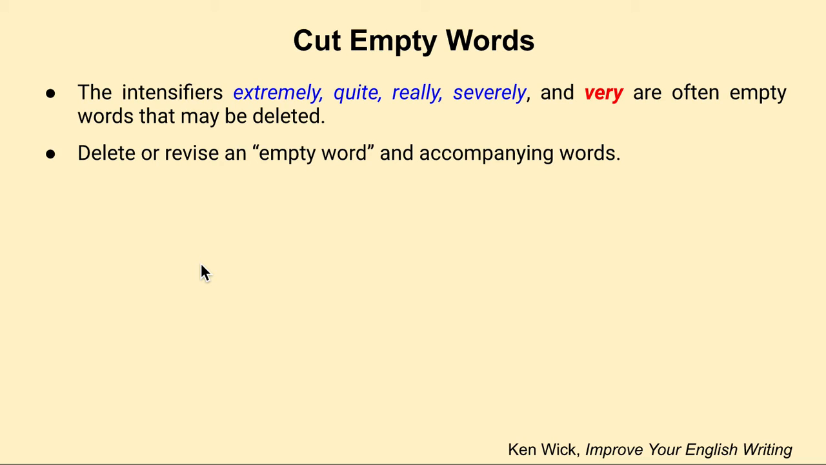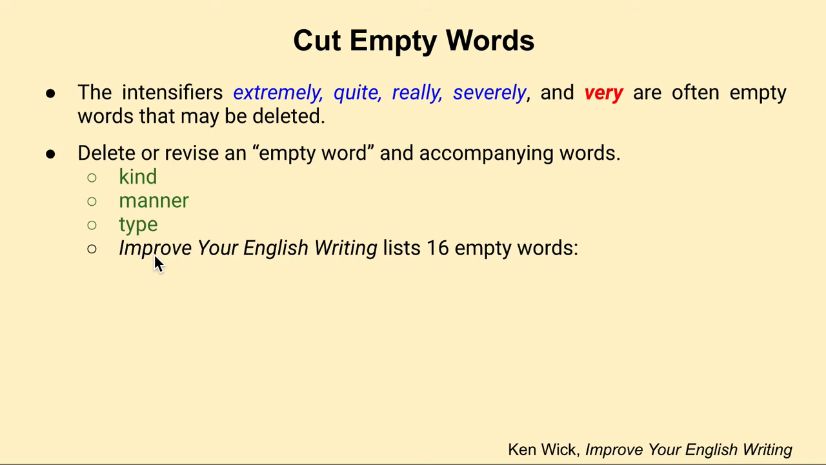Well, they are the words kind, manner, type, and then the book lists a total of 16 words or contains more words that are empty words. But these three are empty words, or signal an empty word, and any accompanying word. If this doesn't make sense, let's just look at two examples of cutting empty words, and you'll see how they're empty words and can be deleted.